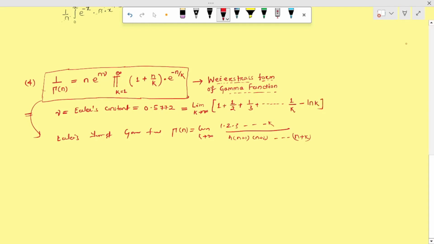This Weierstrass form of the gamma function can be proved by using Euler's form of the gamma function, that is gamma n equals another infinite limit, the limit as k tends to infinity of 1 into 2 into 3 up to k by n into n plus 1 into n plus 2 up to n plus k. We have to start from Euler's form to prove this one. So let us start.